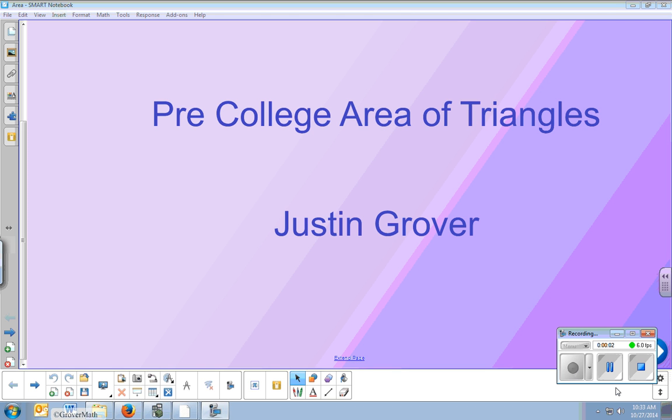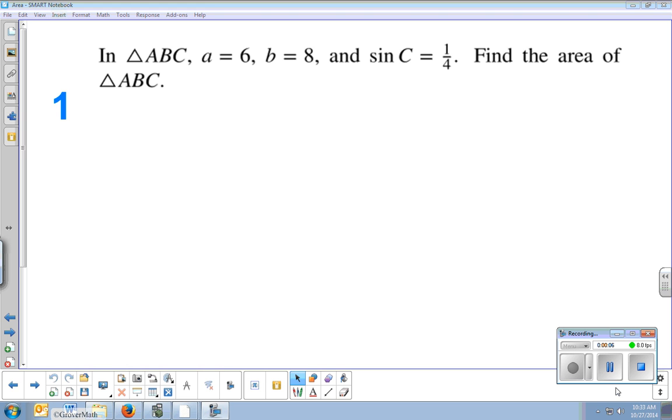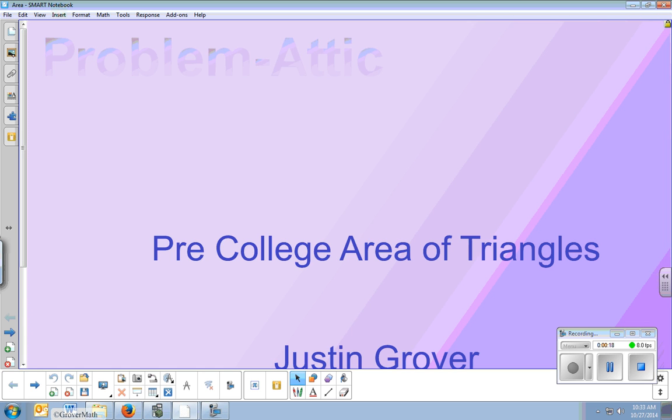Trig-free college, area of a triangle formula. In triangle ABC, A equals 6, B equals 8, and sine C equals 1/4. Find the area of triangle ABC. The area formula for this stuff is on our reference sheet.